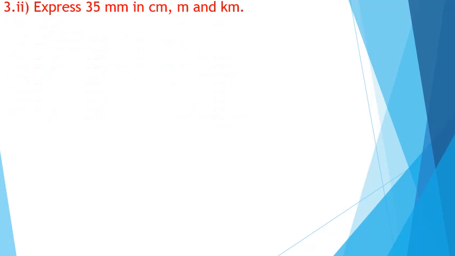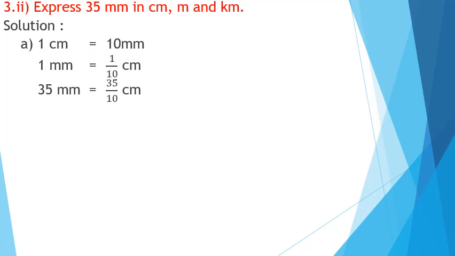Our next question, express 35 millimeter in centimeter, meter and kilometer. 1 centimeter equal to 10 millimeter. Therefore, 1 millimeter equal to 1 upon 10 centimeter. So, 35 millimeter equal to 35 upon 10 centimeter. That gives 3.5 centimeter. Second part, express 35 millimeter into meter.